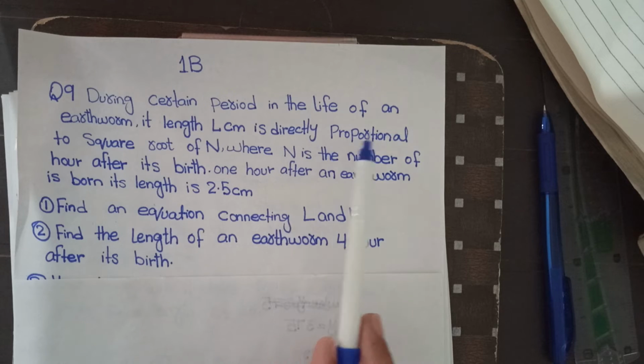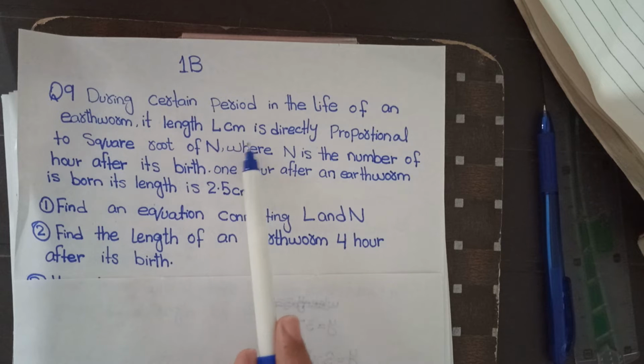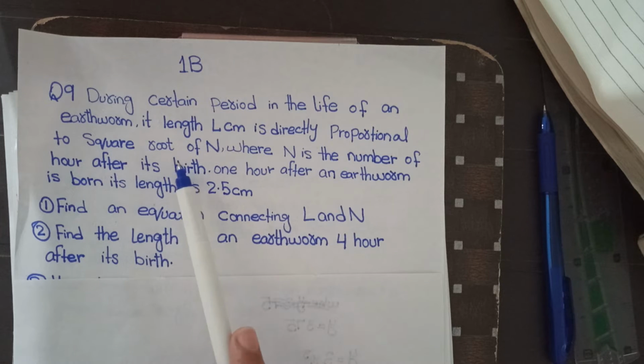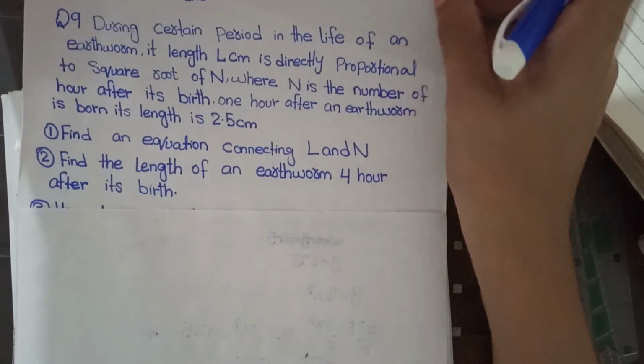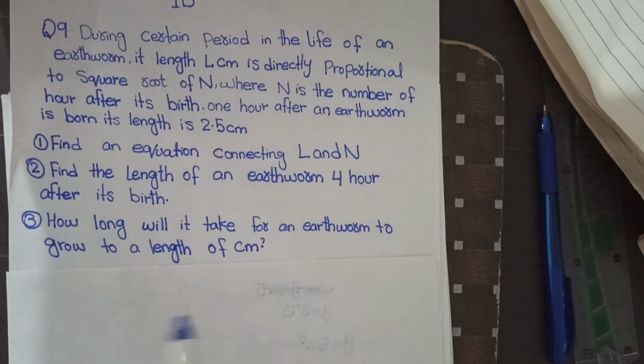During a certain period in the life of an earthworm, its length L centimeters is directly proportional to the square root of n, where n is the number of hours after its birth. After an earthworm is born, its length is 2.5 centimeters. There are three parts of this question. First part is find an equation connecting L and n. Second part is find the length of an earthworm for hours after its birth. Third part is how long will it take for an earthworm to grow to a length of centimeters.